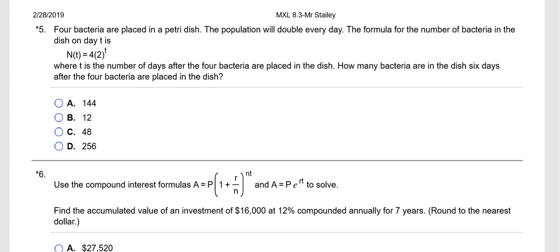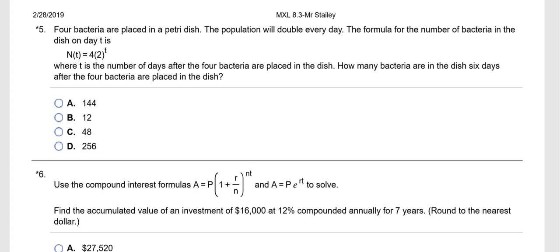Let's see. 4 bacteria are placed in a petri dish. How'd you count those out? Just want 4. Okay, that's it. Some of these problems seem a little bit ridiculous. Okay, how did you count them out? The population will double every day.